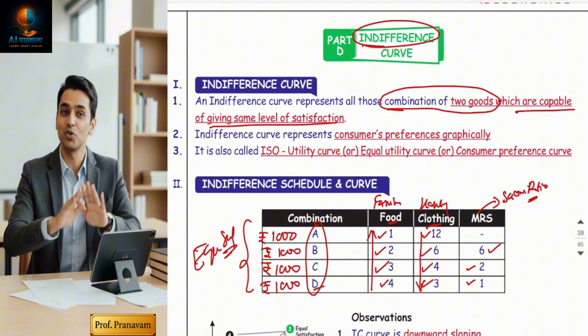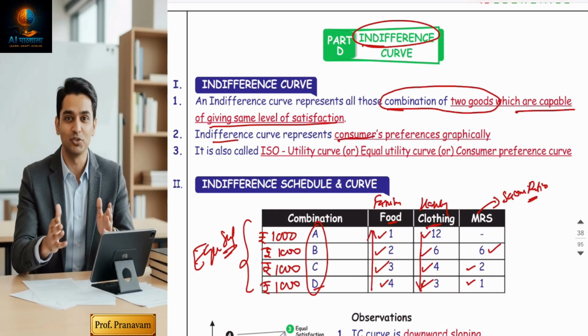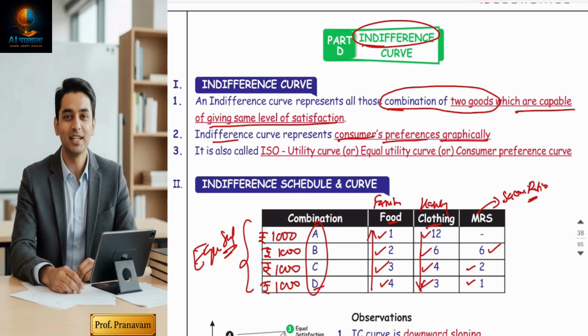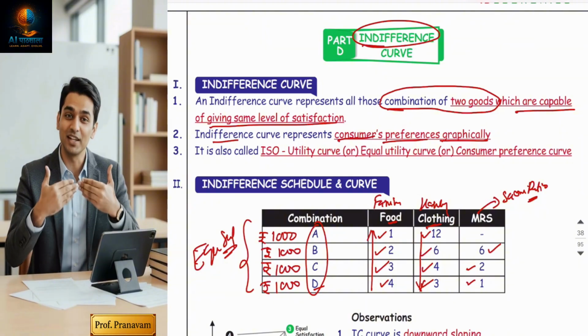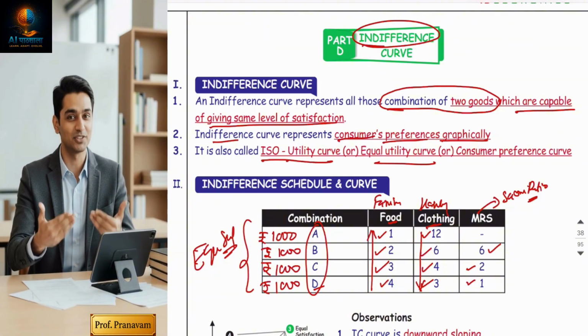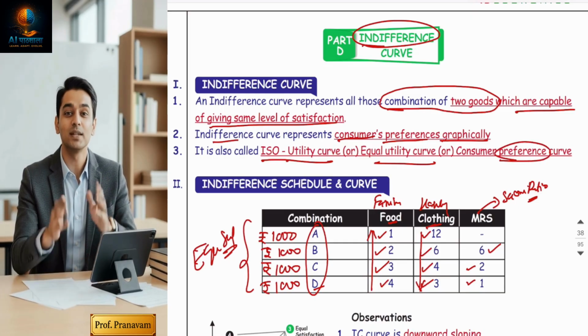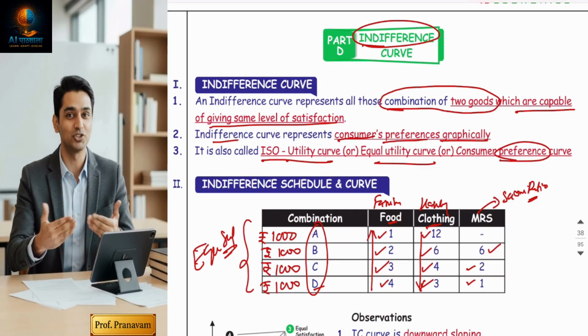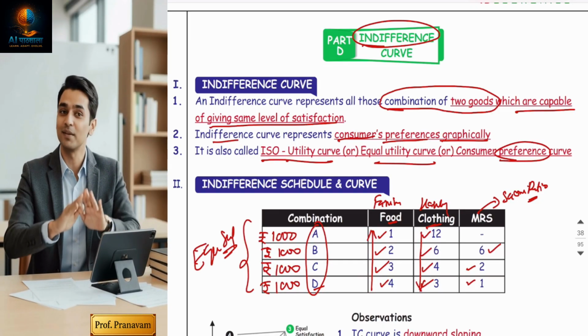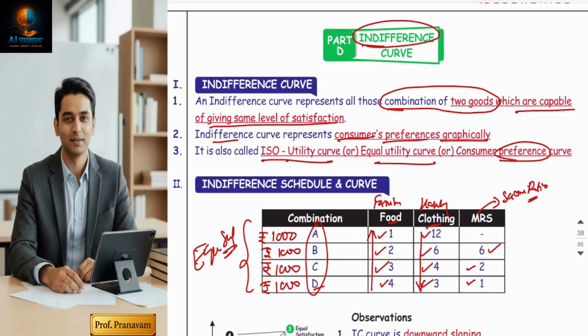So can I say these are my preferences? That's why, in the second point, indifference curve represents consumer's preferences. Indifference curve is also called iso-utility curve, equal utility curve, or consumer preference curve. Here there are no cardinal numbers. Here there are choices, preferences. First preference gives me higher satisfaction. Second preference gives me lesser satisfaction.